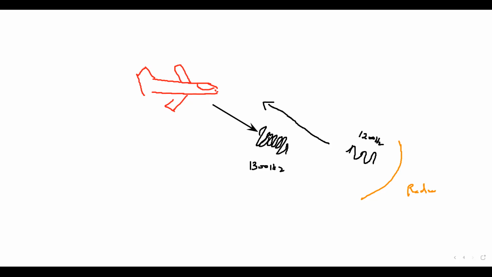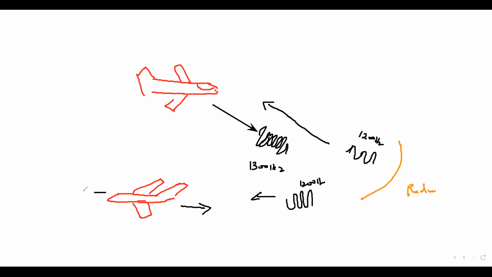it means the object is moving towards the observer. And the same thing with a plane which is moving away. How can we identify that using radar? The radiation sent is 1200 hertz, but the radiation will bounce back differently because the object is moving away. This is the direction of the motion.